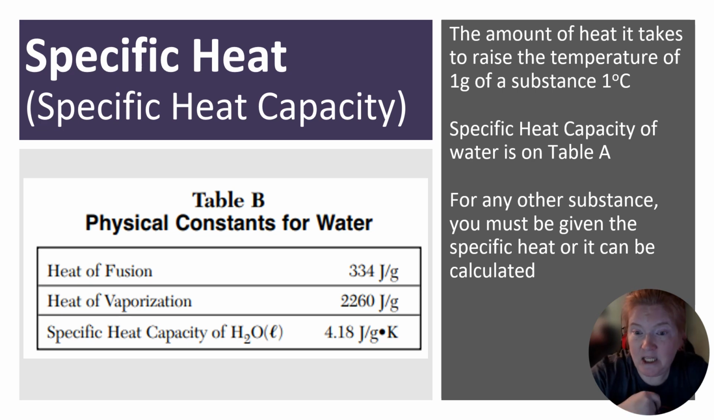Something else that's in that equation is the specific heat capacity. What is specific heat? It's the amount of heat it takes to raise the temperature of 1 gram of a substance 1 degree Celsius. Now for water, it's listed on table A. For any other substance, it's got to be given to you or it can be calculated with all the other numbers, but you're not expected to memorize any of them. Water's in the reference table, the others you'd have to get.